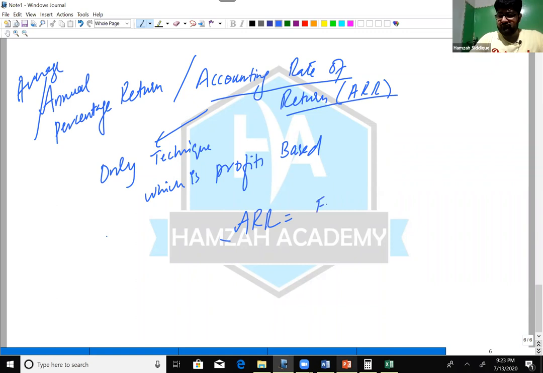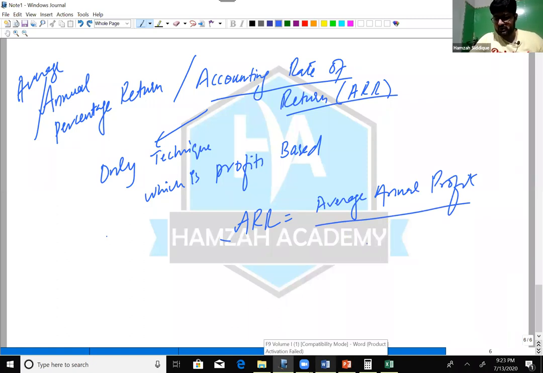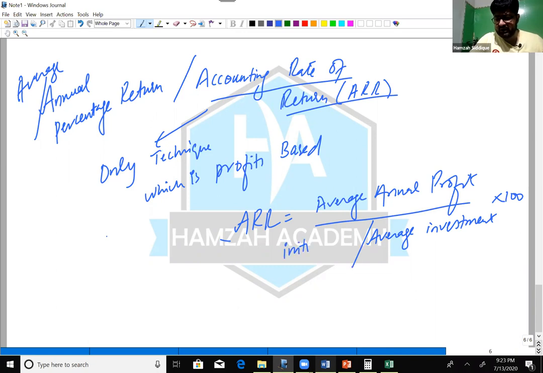So average annual profit divided by average investment, cross 100. You may find somewhere initial investment as well. Remember, both formulas are correct. With average investment or initial, both are correct. But the examiner says this is preferable. Use average investment unless stated otherwise.